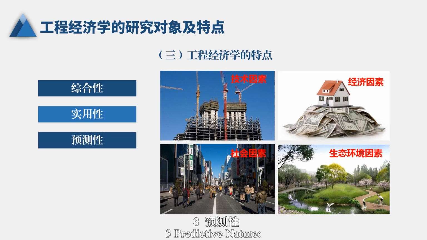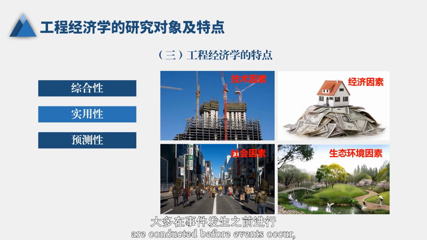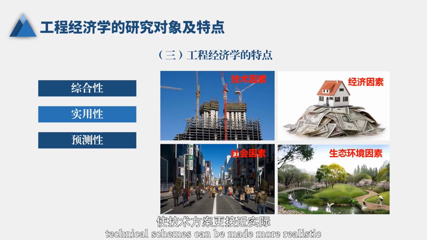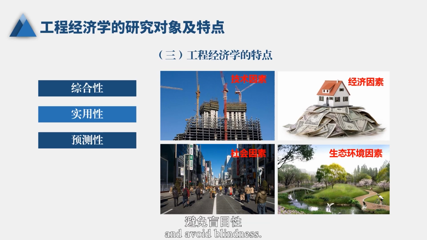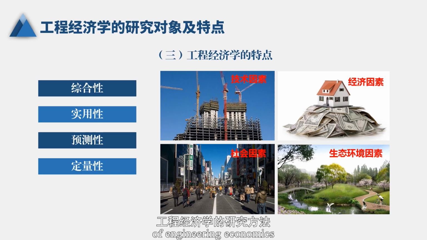3. Predictive nature. Most engineering economic analysis activities are conducted before events occur, involving technical and economic forecasting. Through forecasting, technical schemes can be made more realistic and avoid blindness. 4. Quantitative nature. The research methods of engineering economics primarily focus on quantitative analysis.